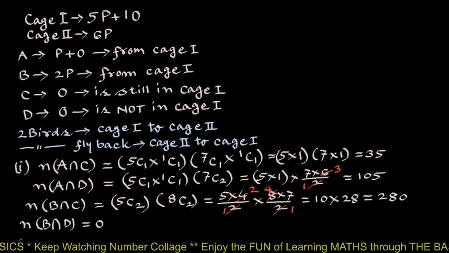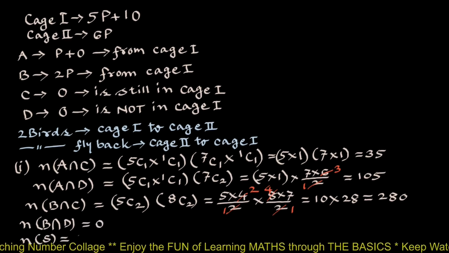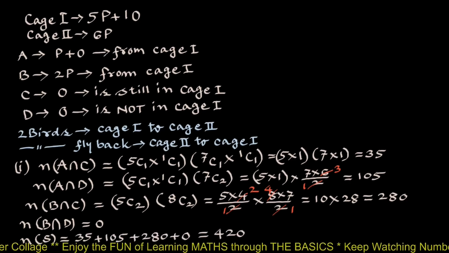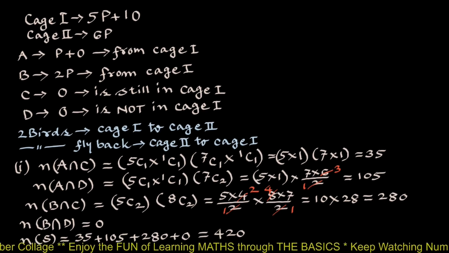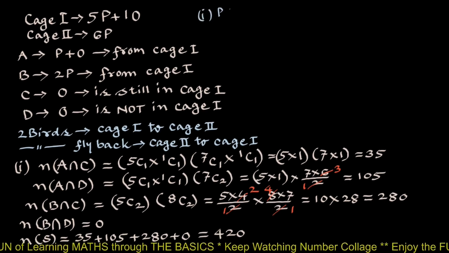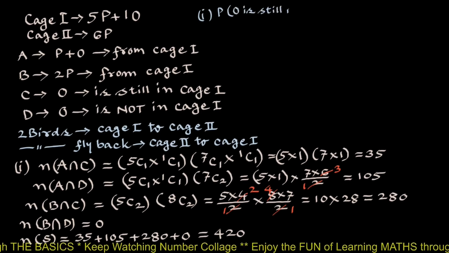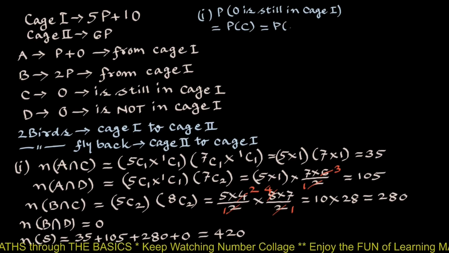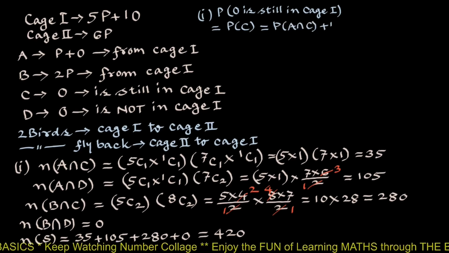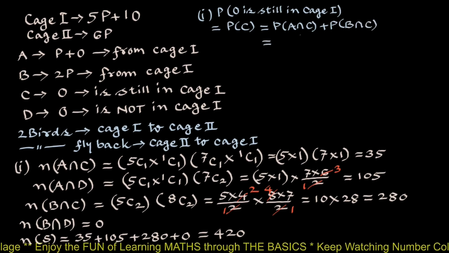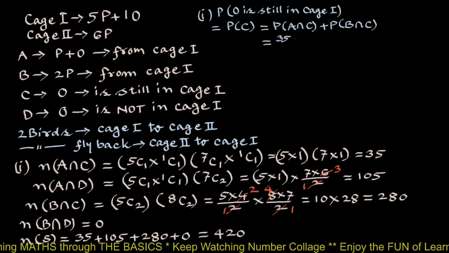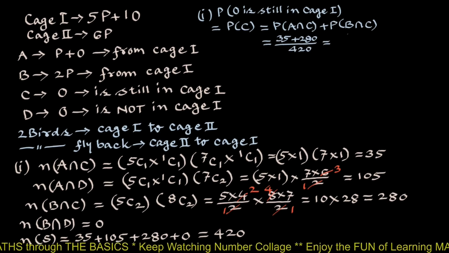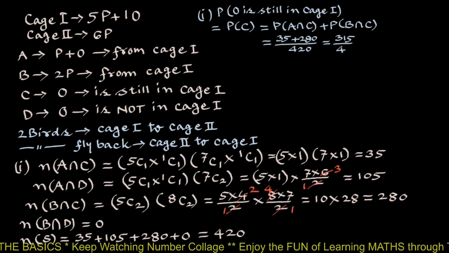So number of sample points will be n of S 35 plus 105 plus 280 plus 0, 420, the total sample points. Now to answer the first question, probability that owl is still in cage 1 is P of C equals P of A intersection C plus P of B intersection C, which is sample points 35 plus 280 upon total sample points 420, which is 315 upon 420, 3 upon 4.